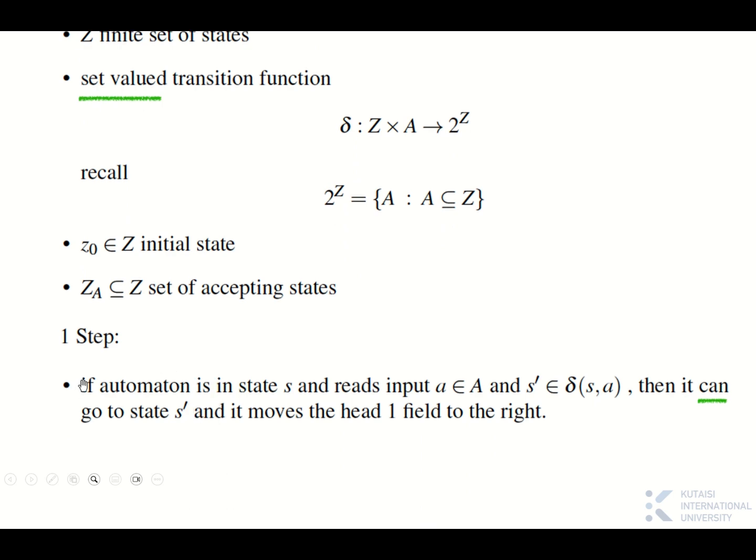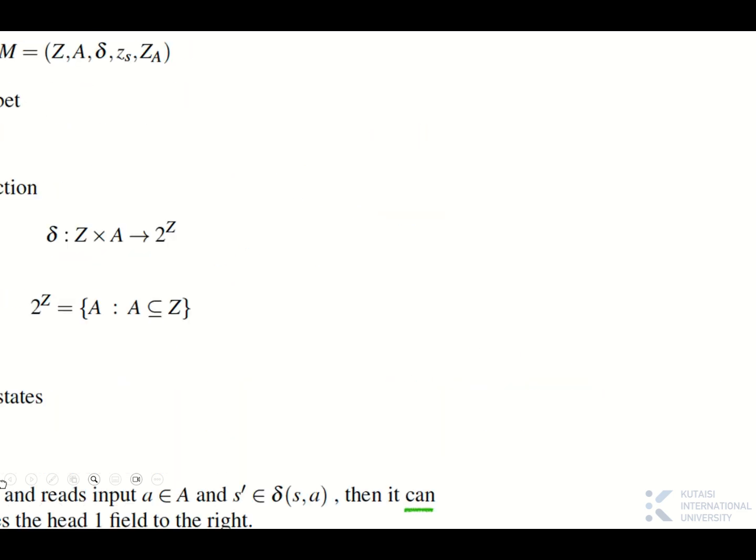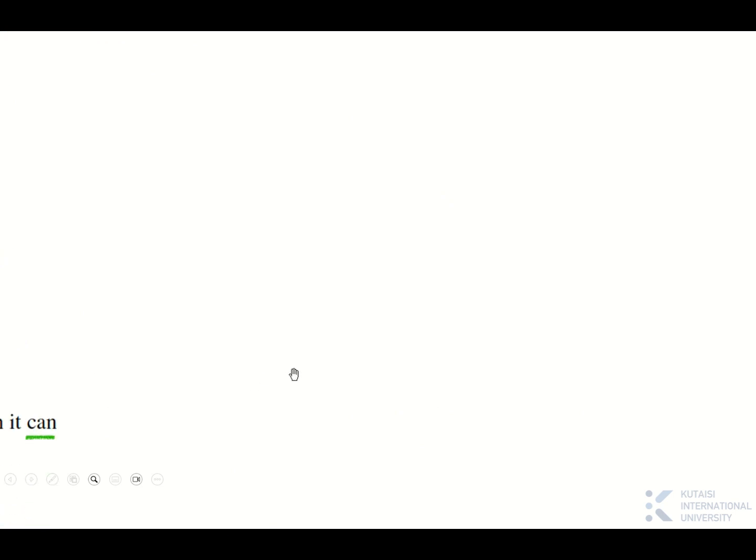The idea is that if an automaton is in state S and reads input A, then where does it go? Delta of S and A is now a set. It's not a single thing. So it can go to S prime if S prime is in here. This might contain 5 different states, and it can go to each one of those states. So instead of equality, I now have inclusion. This is all that changed. Before, this was a unique thing. Now it has many things. So it can go to state S prime.